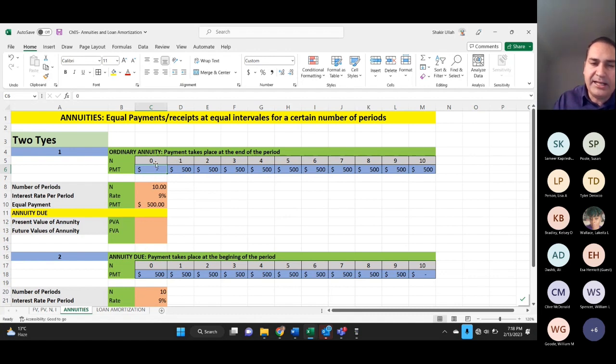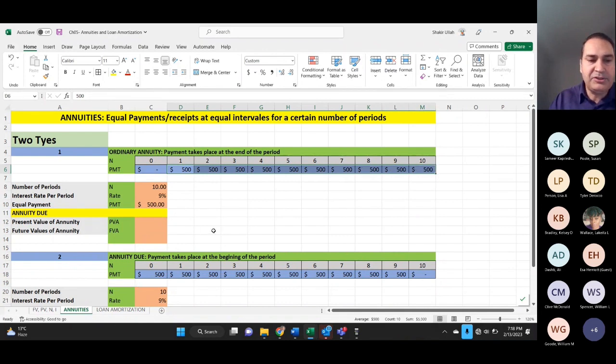So that means it is at the end of the period zero. So this is an ordinary annuity. Payments are taking place at the end of the period. So we have total number of periods as 10, and let's imagine that our interest rate is 9%. In this case, this 500 is the equal annuity payment.